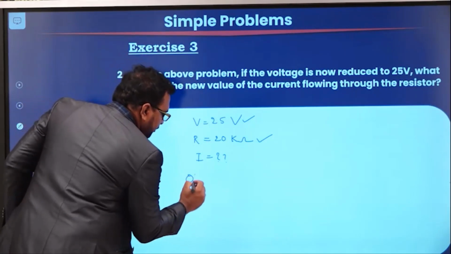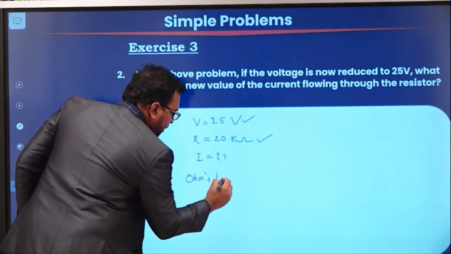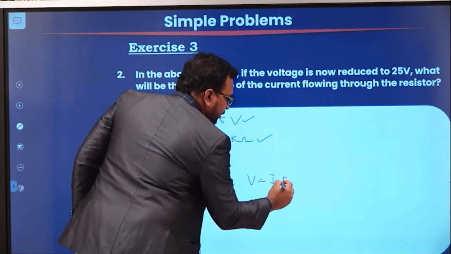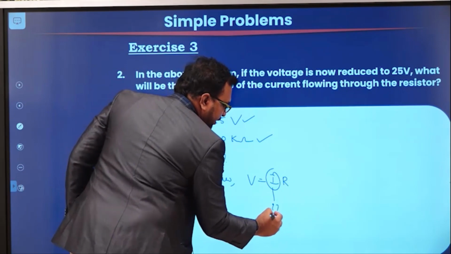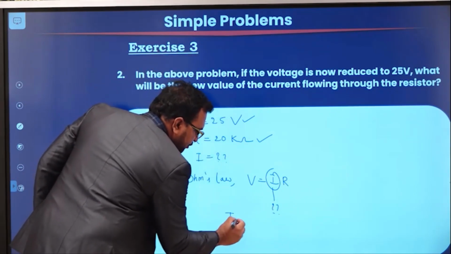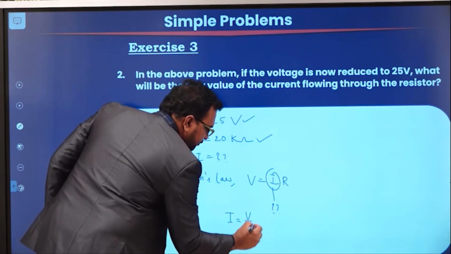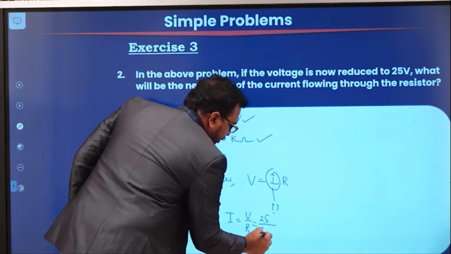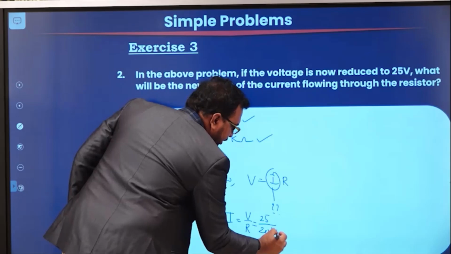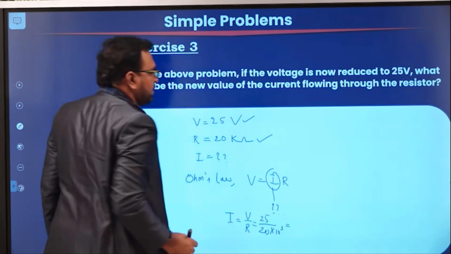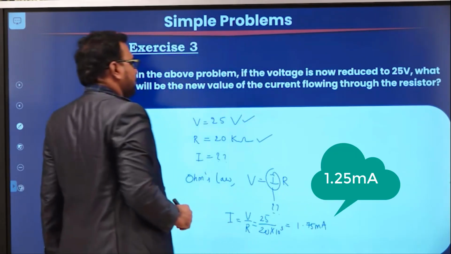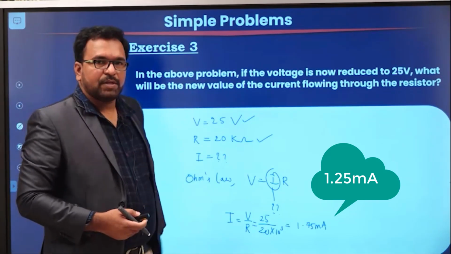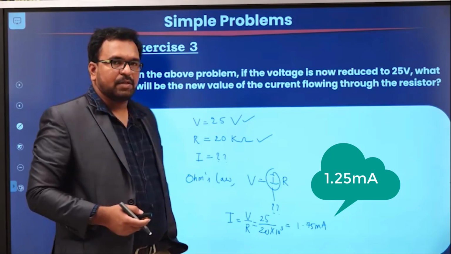So from Ohm's law, V is equal to IR. Here the unknown quantity is I. Therefore I is equal to V by R. So V is 25 and R is 20 kilo. Kilo means 20 into 10 power 3. That is how we are going to calculate the current value by using Ohm's law. So these are the two problems on Ohm's law.